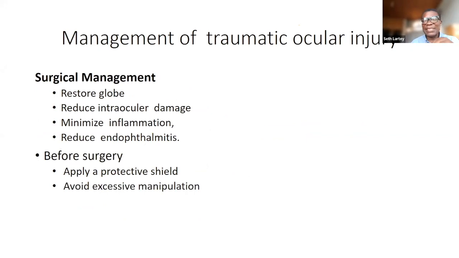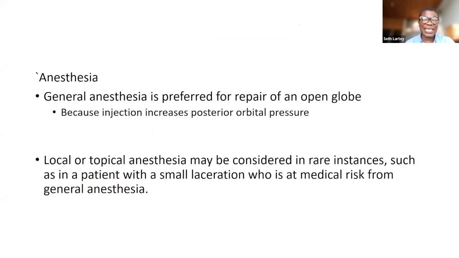For surgical management, the principle is to restore the globe, reduce damage to intraocular structures, minimize inflammation, and reduce endophthalmitis. So keep all this in your mind whilst you are doing it. Before the surgery, apply a protective shield while the patient is going through the recovery ward and the outpatient department, and you yourself avoid excessive manipulation. For anesthesia, it's recommended that you use general anesthesia for repair of an open globe, because the injections can put pressure on the globe and make things worse.